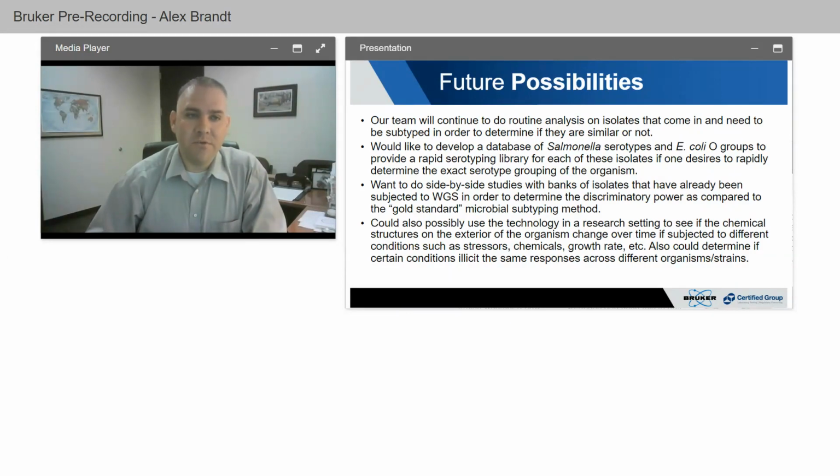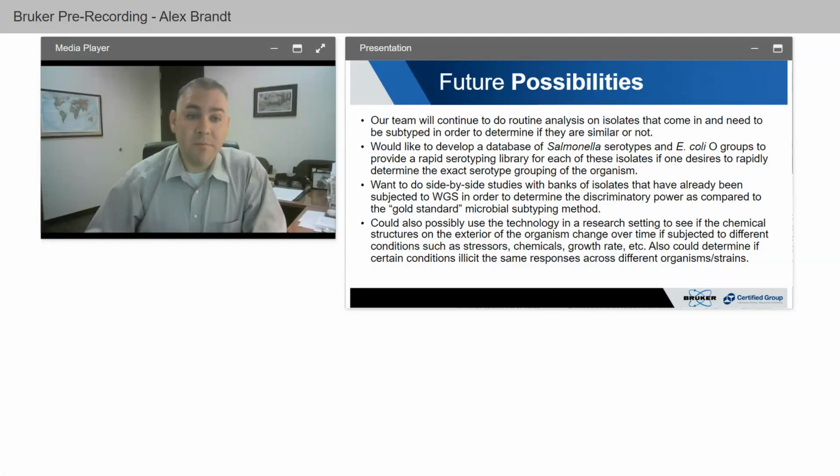However, over time, we would also like to do things such as developing a database of Salmonella serotypes and E. coli O groups to potentially provide a rapid serotyping library for each of these isolates, if one desires to rapidly determine the exact serotype grouping of the organism. That would be nice because we see a lot of similar cell surface structures between certain serotypes, and we would be able to group something in here without having to use a lot of anti-sera and doing a lot of extensive agglutination testing to figure out what serotype it is.